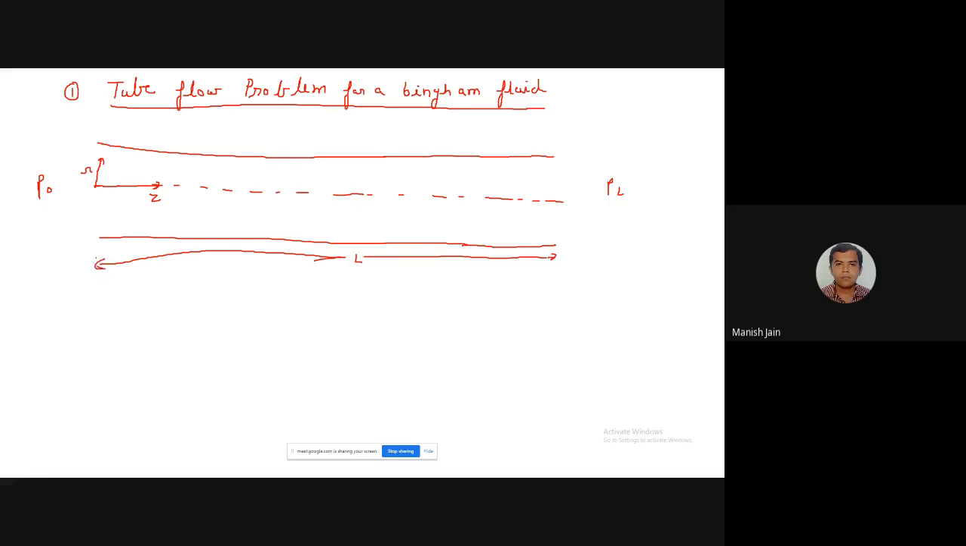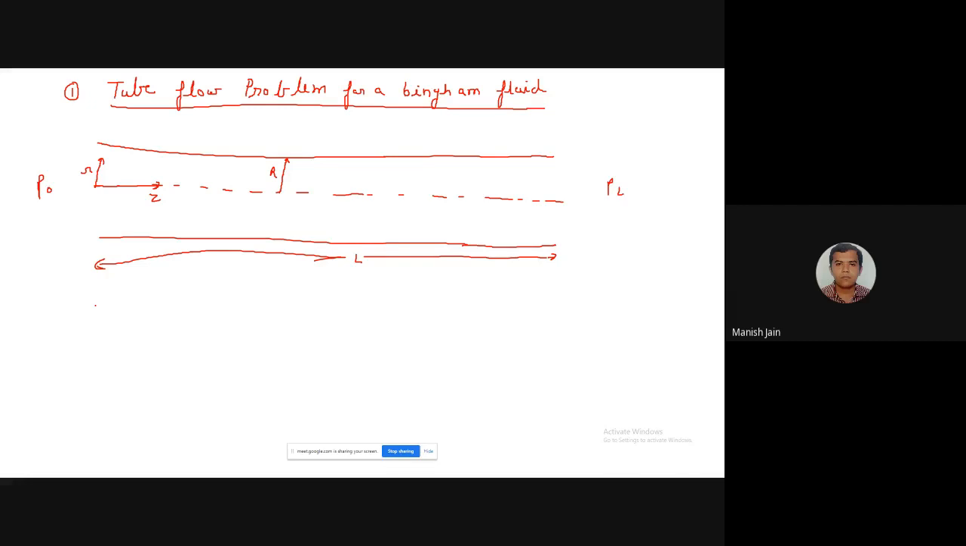Okay. So we will start solving the problem. The radius is capital R. This solution is for the Bingham fluid. So we will start with the assumptions. All the initial steps are the same. First you have to write the assumptions. The only difference is that here we cannot assume viscosity is constant, because it is a non-Newtonian fluid. In the Newtonian fluid we assume that viscosity is constant.